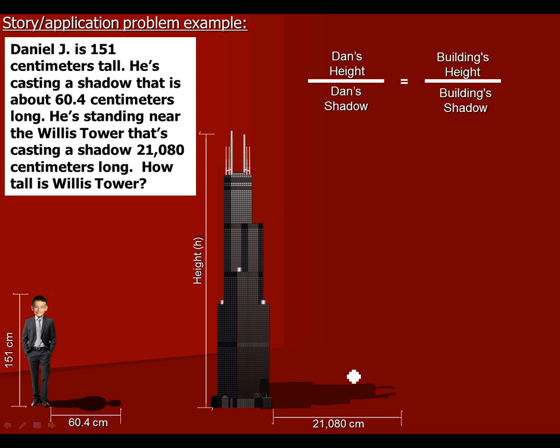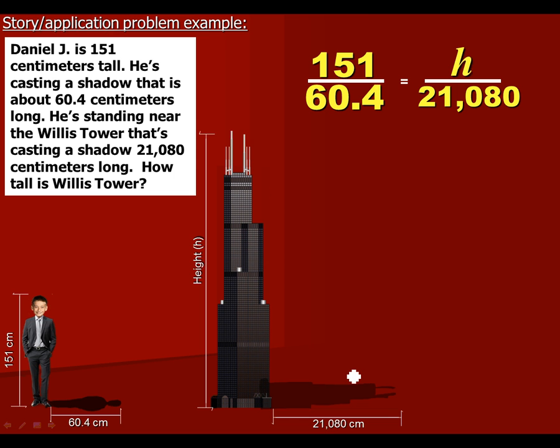Now I'm just going to fill in the blanks. Dan is 151 centimeters tall. Don't worry about putting in centimeters. Let's just worry about the numbers, and we can label it when we're done. The building's height is h. We don't know what that is. Dan's shadow is 60 and 4/10 centimeters. And the building shadow is a whopping 21,080 centimeters. And now it's just a matter of solving the proportion.